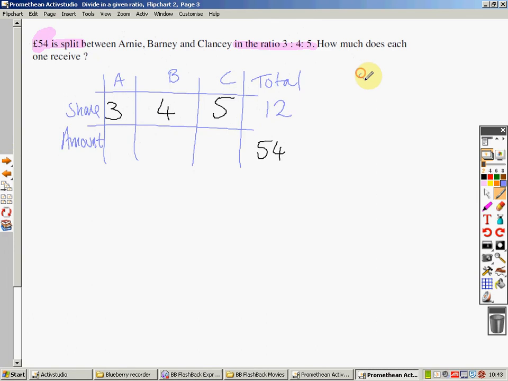I've now got to work out my multiplier. 54 divided by 12 equals 4.5. You can use your calculator for that. Now I'll write down nice and clearly with a big arrow, because that's my mark. There you go, 1 mark for your exam already. I'm going to go ahead and write down here as well, it's times 4.5 for each of those.